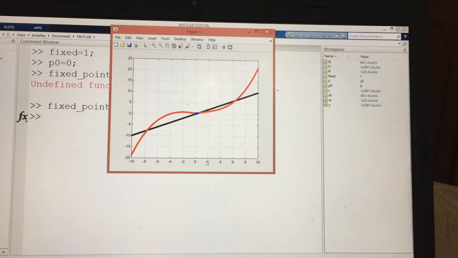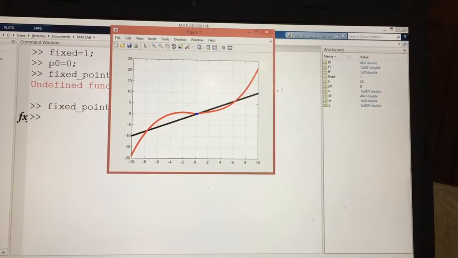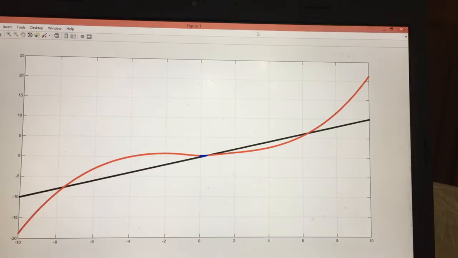Okay, if we see this, let me enlarge it rather. This is our original function, and this is y equal x, the linear function. As you see, the linear function intersects with the original function in 3 points: 1, 2, 3. We started at 0, and it proceeded and found for us the first solution.